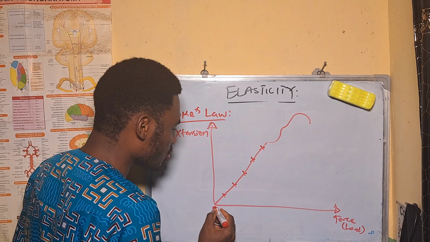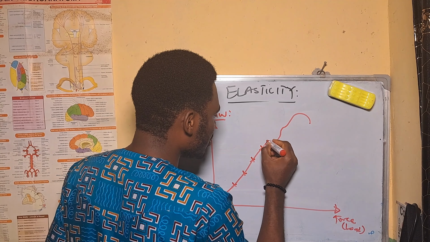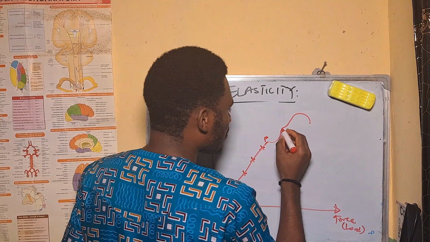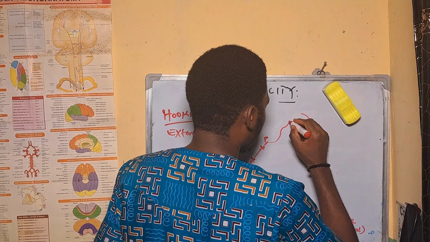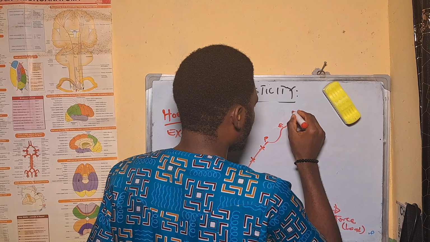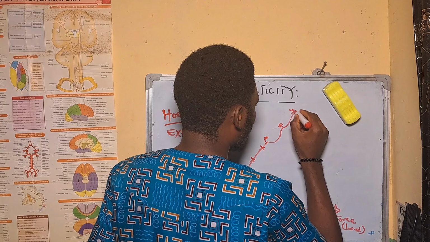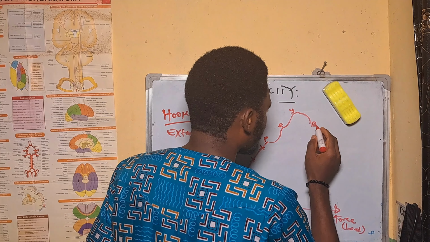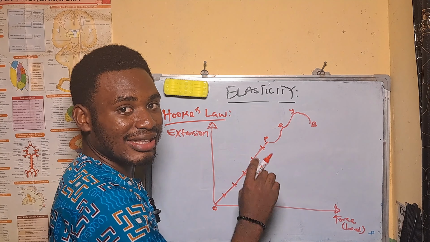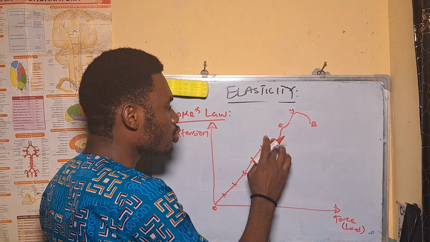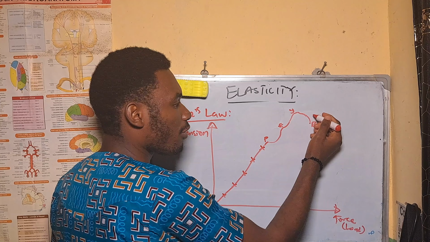So say here is O, this point is P, this point is E, this point is Y, this point is B. If you extend your graph further, once you exceed the elastic limit, the graph is not going to be a straight line graph again. So you're going to have curves this way now.